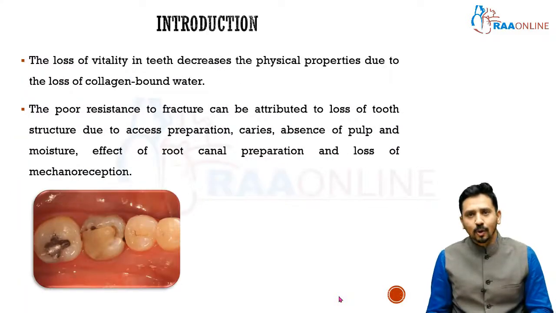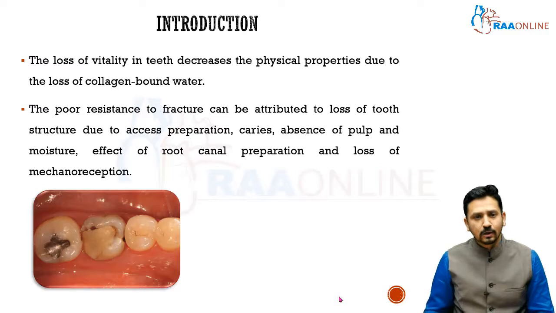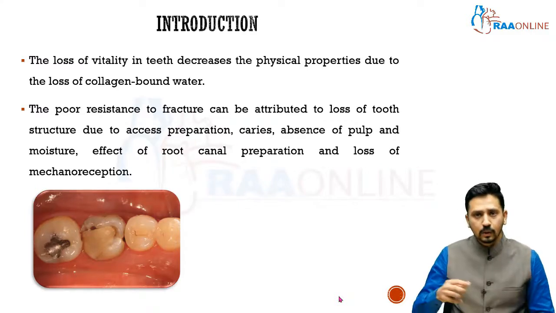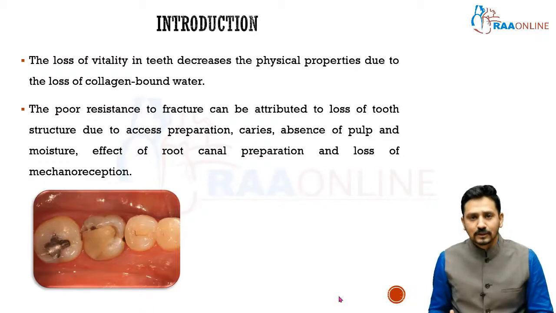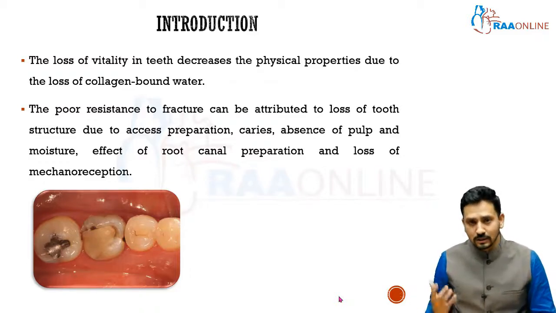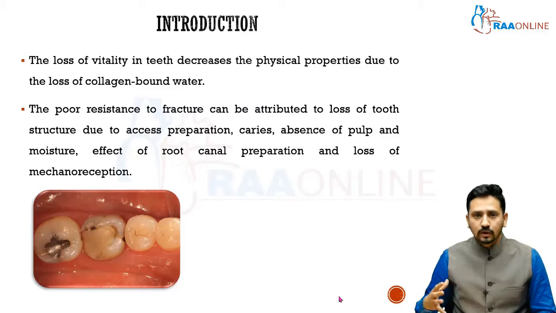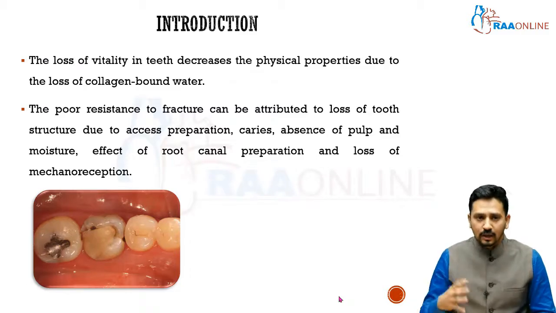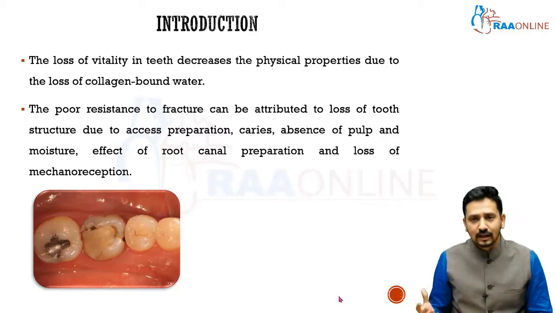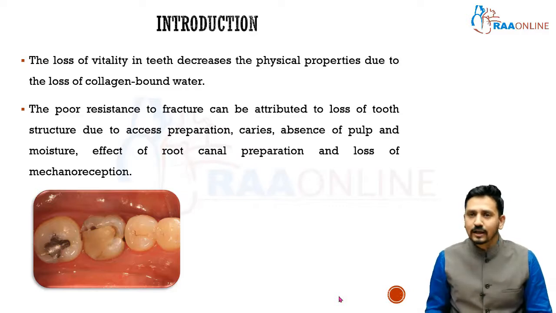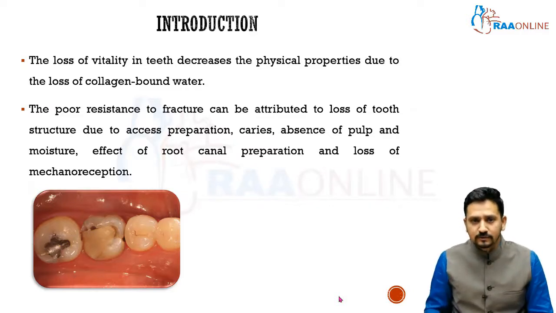Introduction. So what is this endodontic treatment? So endodontic treatment is nothing but removal of the vital pulp from a natural teeth. So what happens when a patient undergoes a root canal treatment? So this root canal treatment will lead to loss of vitality of the teeth, and this will directly lead to a decrease in physical properties due to the loss of collagen bound water. Because of this reason, the tooth becomes weak and it is more prone to fracture.